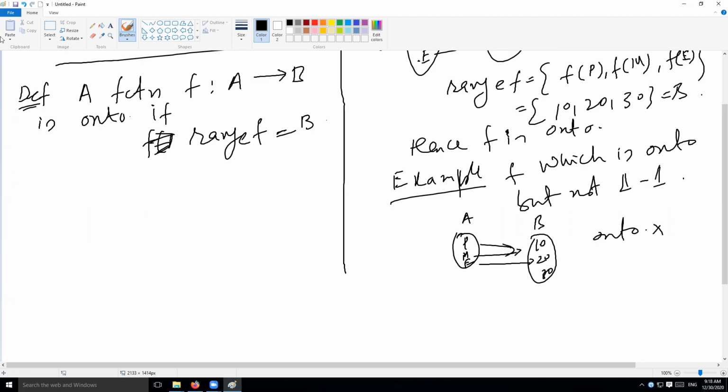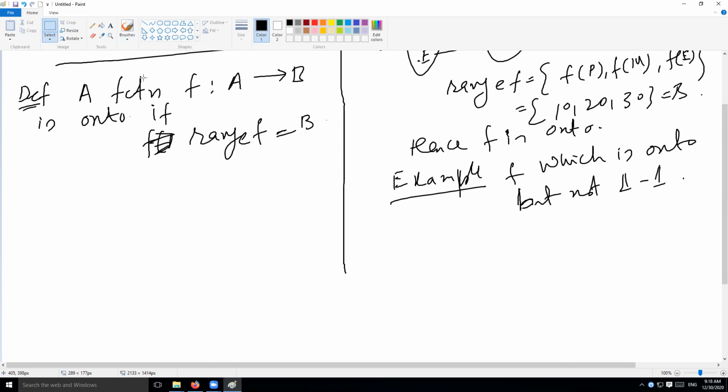But I want a function which must be onto but not one-to-one. So your suggestion didn't work.